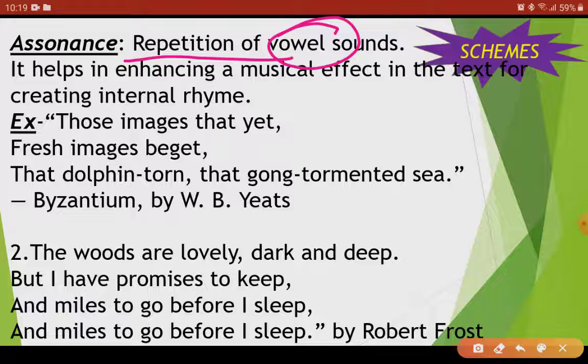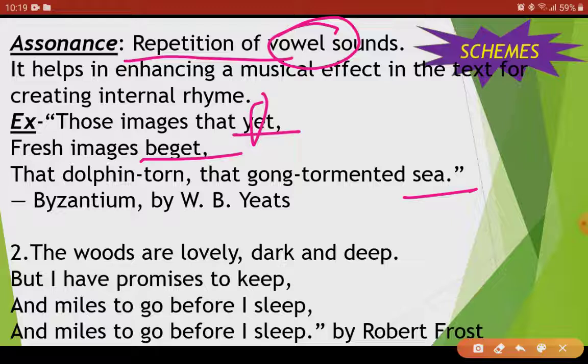For example, "Those images that yet fresh images beget, that dolphin torn, that gong tormented sea." You can see an intonation has been sensed in these three lines. Those images that yet, in this word you can see E. Fresh images beget, this E is rhyming both these words. That dolphin torn, that gong tormented sea, again E. So you can see these words are rhyming with the help of E.